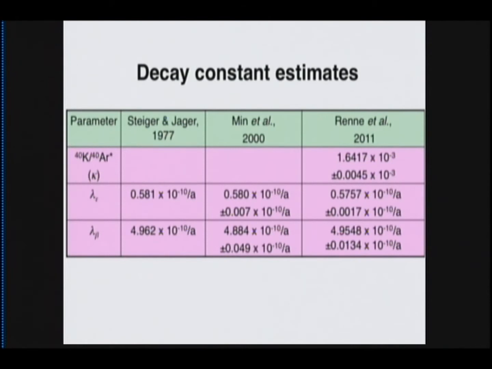So to summarize, these are the values that were reported by Steiger and Jaeger for the electron capture and beta decay branches. And notice that there's no uncertainty given here. The Steiger and Jaeger classic report that everybody uses doesn't have any uncertainties in it. So none of the argon-argon or potassium-argon ages that were published until very recently included this very important source of systematic error, which is ridiculous.